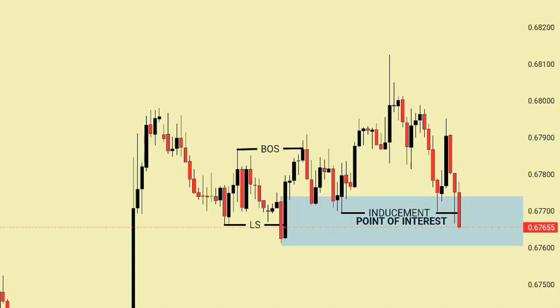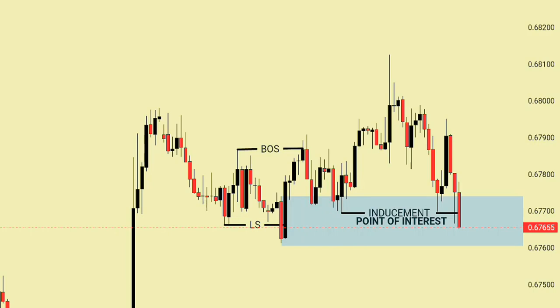So what happens next? The market drops just enough to take out this inducement low, collects that liquidity, and then finally taps perfectly into the main point of interest. This sequence is extremely reliable. The inducement gives us a final confirmation that the market is preparing for a strong, bullish move.